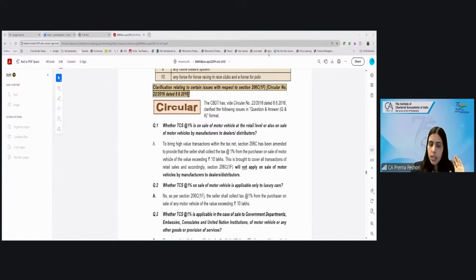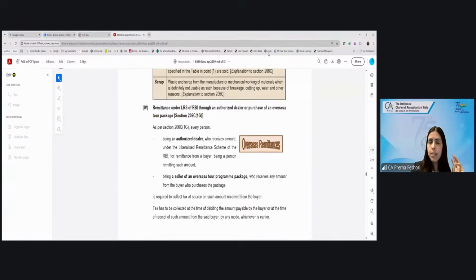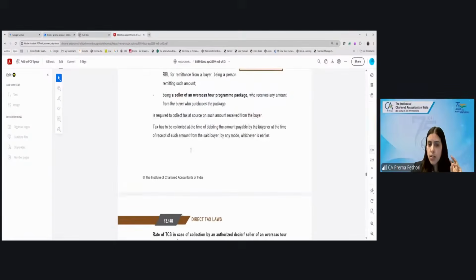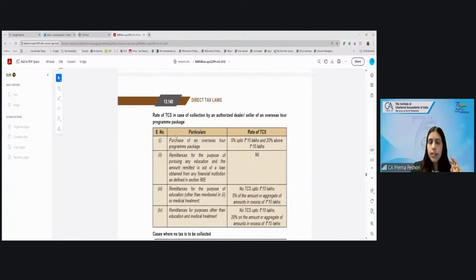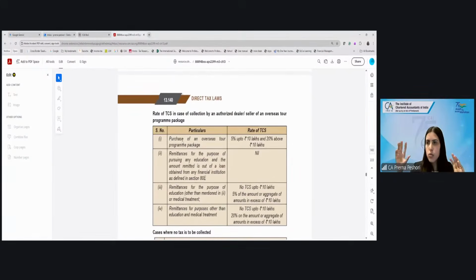Then the last one with respect to the TCS is remittance under the LRS through an authorized dealer or purchase of overseas tour program package. In case of purchase of tour package wherein you purchase the entire tour, it's not that you are purchasing only flight tickets. You are purchasing the flight bookings, entire program arrangement, all of that. Payment up to 10 lakhs is 5%. Over and above 10 lakhs, it is 20%.